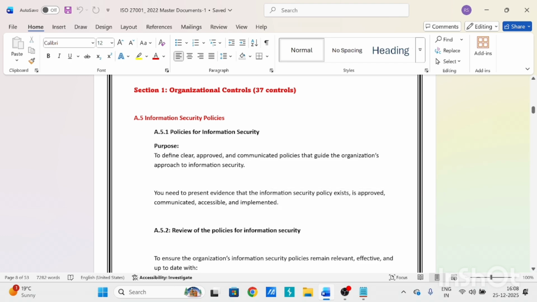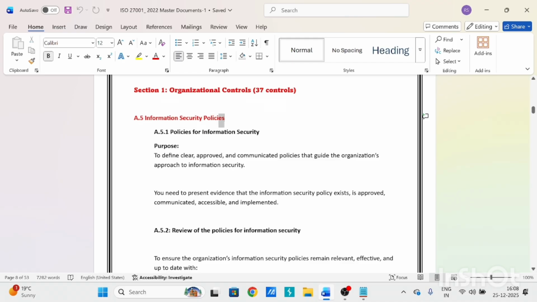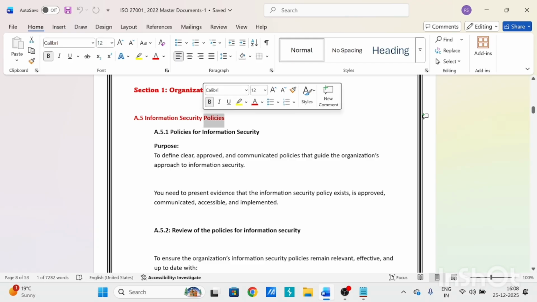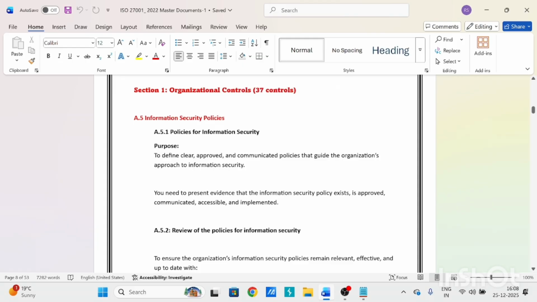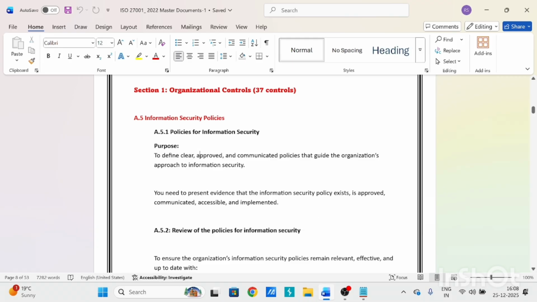and implemented. This policy is very important because by implementing these policies, we need to understand what technologies and what resources exist in your organization. This is all about that. Second is review of the policies for information security, meaning whatever policies we are preparing here, we need to review at frequent time intervals.